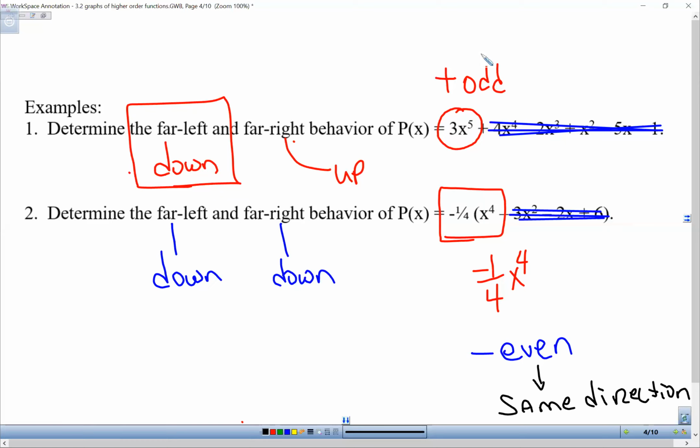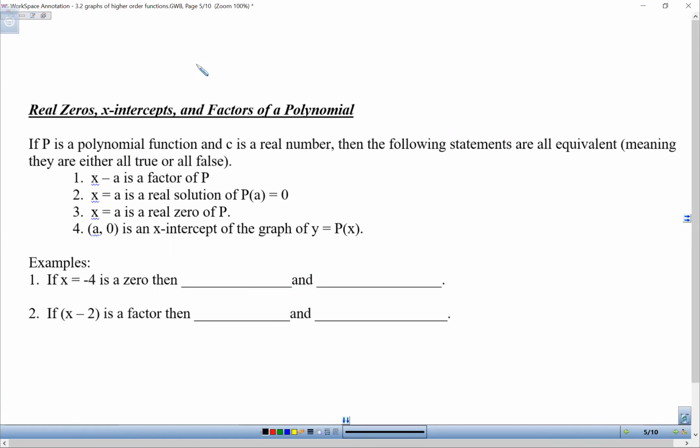And odd, if you remember 2Ds, that represents different directions. So even, both sides go in the same direction. Odd, both sides go in different directions. All right, so that's the first thing we need: what happens on the far left and right. The second thing we need to know is specifically what are the x-intercepts of the graph.